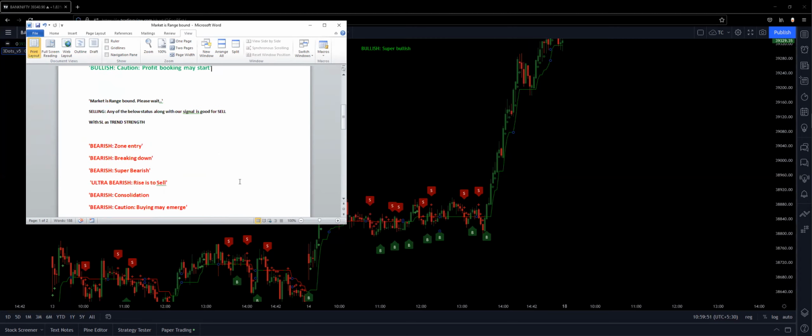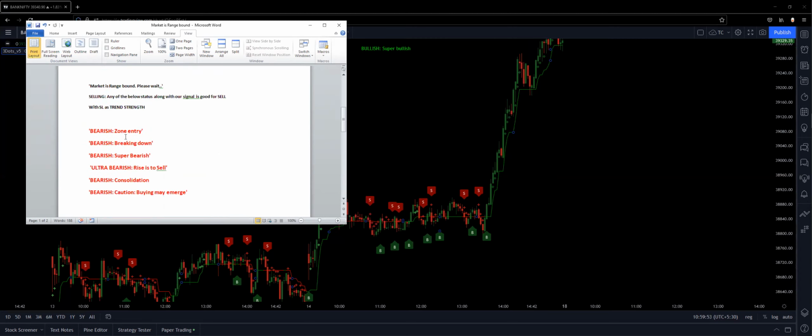Something similar you will get on the bearish side. It's a bearish zone entry, and if it starts breaking down, you can see bearish breakdown, super bearish, ultra bearish. If you see even a small rise, you can go for a sell. And bearish consolidation, they will consolidate on the bearish side. Basically they will wait for a little bit of price high so they can again short it, right?